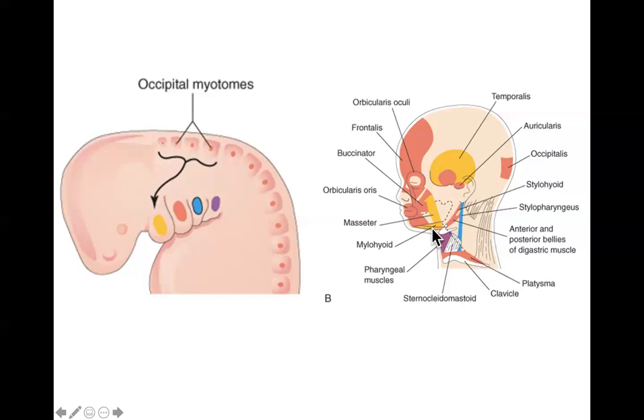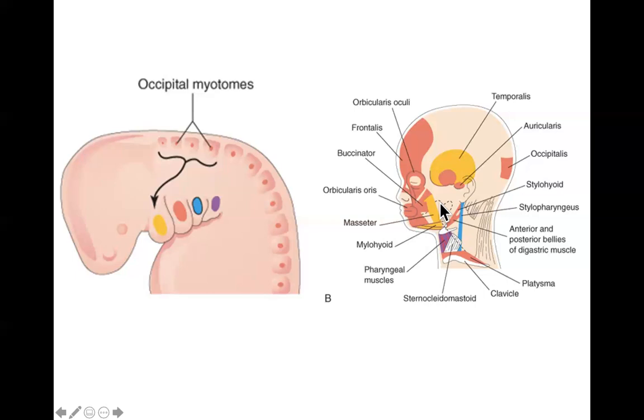It's going to form the little teeny tiny stapedius muscle and the tensor veli palatini. So the stapedius muscle is right in this area somewhere. The tensor veli palatini is somewhere in here, and it controls the opening of your eustachian tube.